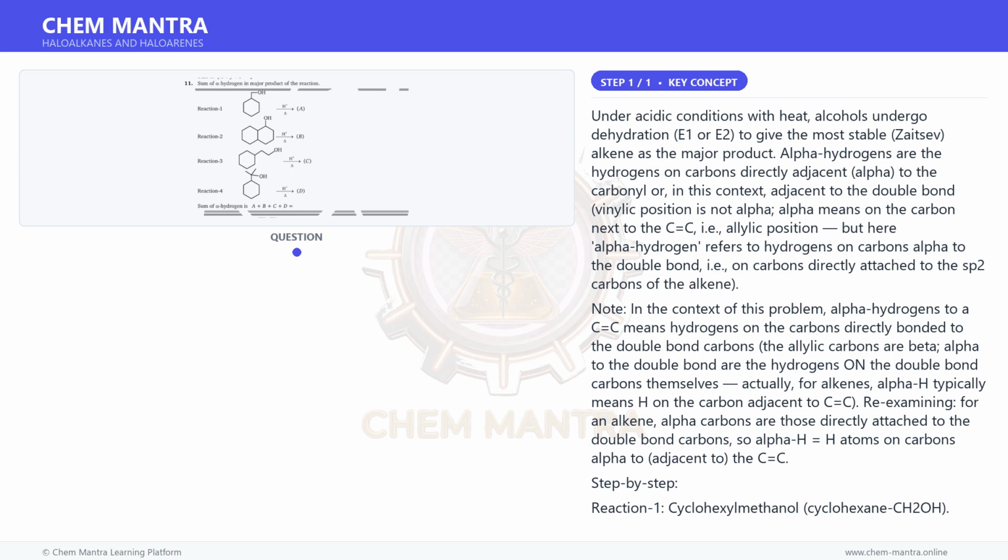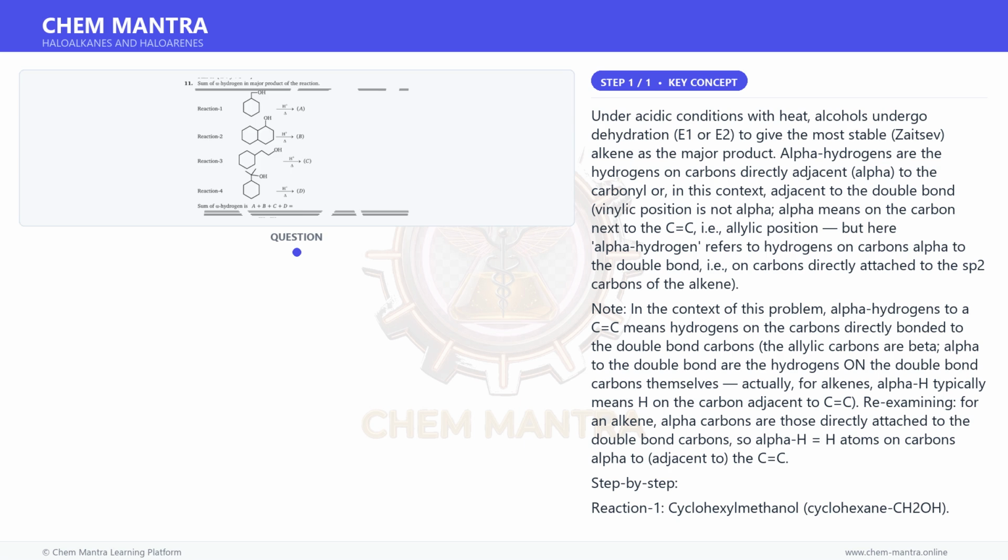Major product, vinylcyclohexane, cyclohexyl ethylene. Alpha H to the double bond. If product is vinylcyclohexene, count all alpha H. Reaction 4, 1-methylcyclohexanol, tertiary alcohol. Under H plus and heat, direct E1 dehydration gives 1-methylcyclohexene, Zaitsev, more substituted. Alpha H in 1-methylcyclohexene, as computed above, equals 7. So D equals 7.